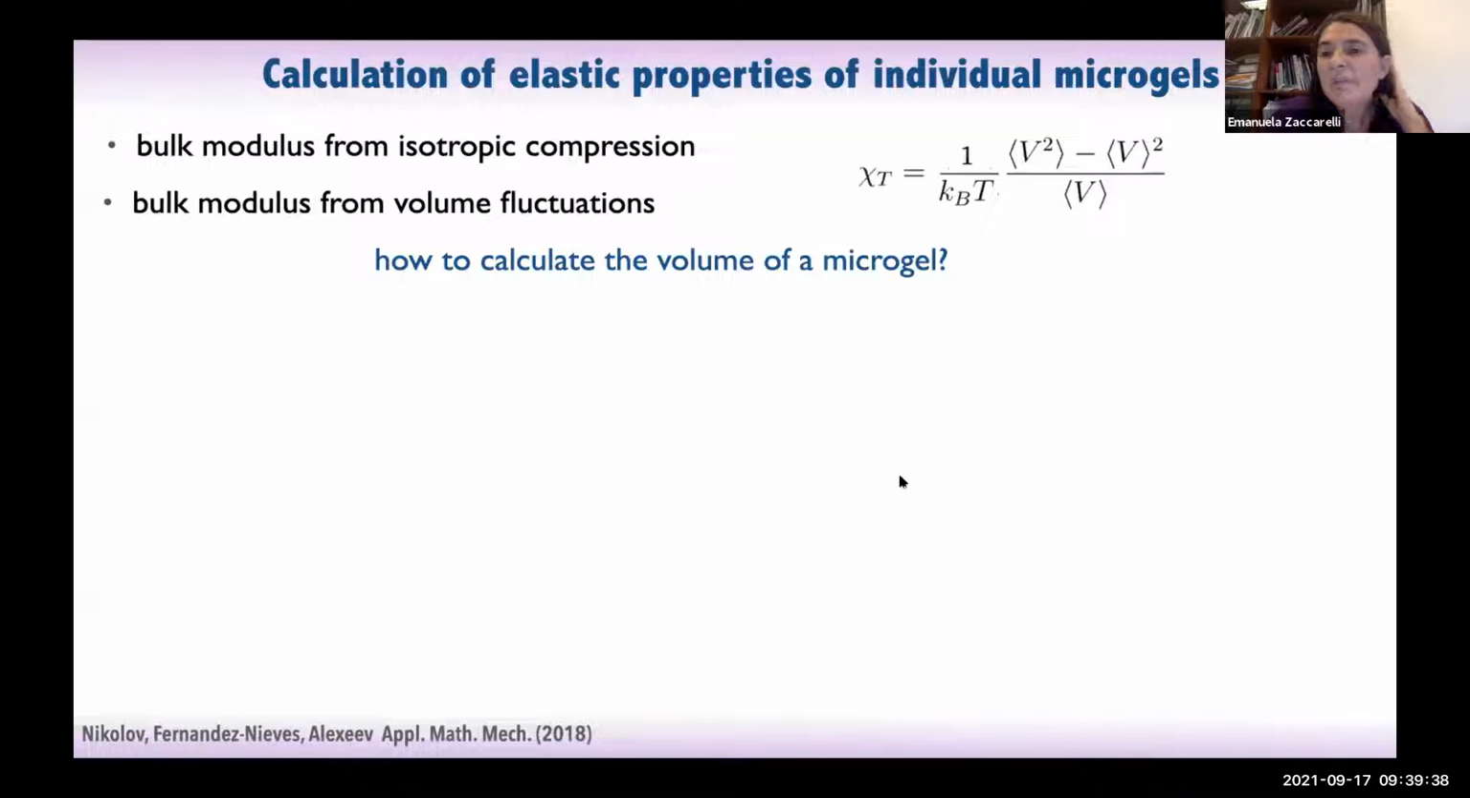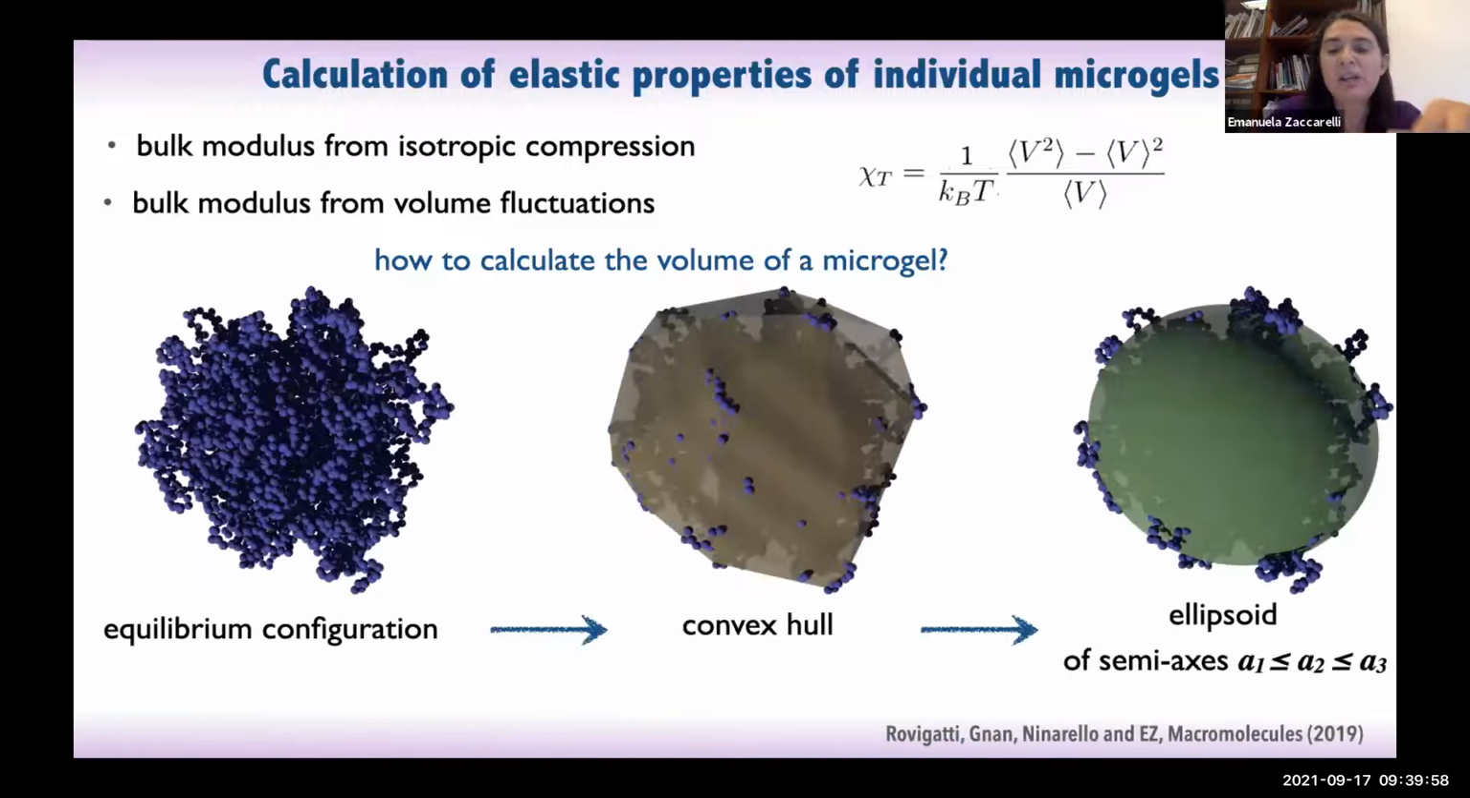So we started to think about this problem, and we immediately thought that the bulk modulus is very easy to compute, because it's just the inverse of the isothermal compressibility. So you need to just evaluate the volume fluctuation. And so the first problem we tackled was how we calculate the volume of the microgel. There are many ways. One way that we decided to work with is that we take an equilibrium configuration of the microgel.